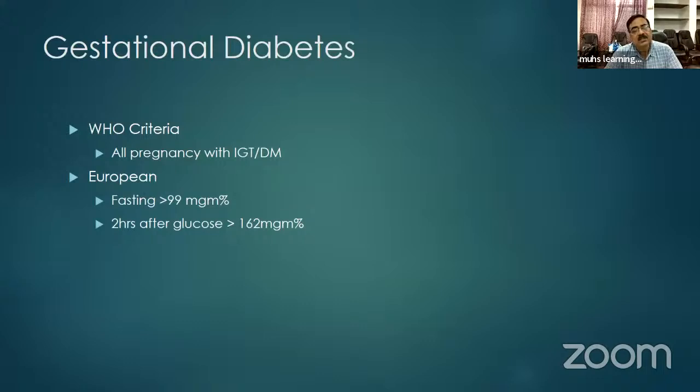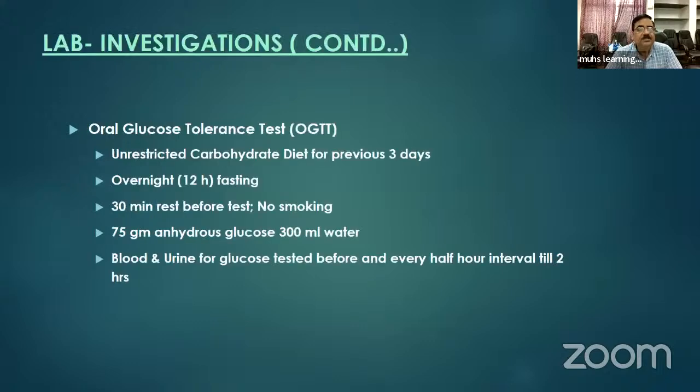Gestational diabetes: these are all pregnancies with IGT and diabetes. But one thing very important, the European criteria is emphatic that fasting more than 99 milligram, more than 100, straight away takes it to a gestational diabetes workup. And 2 hours after glucose, 162 milligram per deciliter. So what is there? If either of the criteria is met, again it is taken as diabetes.